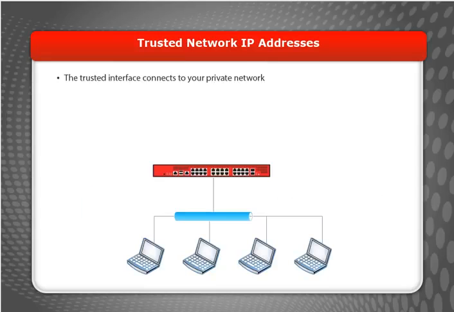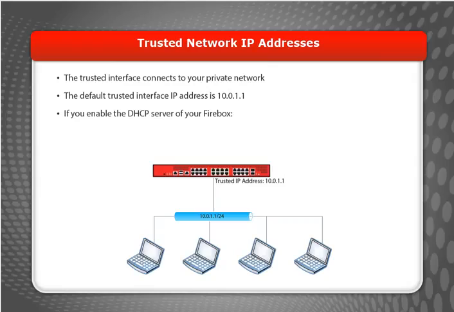In the wizard, you'll need to define an IP address for the trusted interface of your Firebox. To know what IP address to use, you need to think about your private network, because the trusted IP address you use must be in the same network range as the rest of your private network. If you're replacing an existing device, you may want to use the same IP address as the old device used.